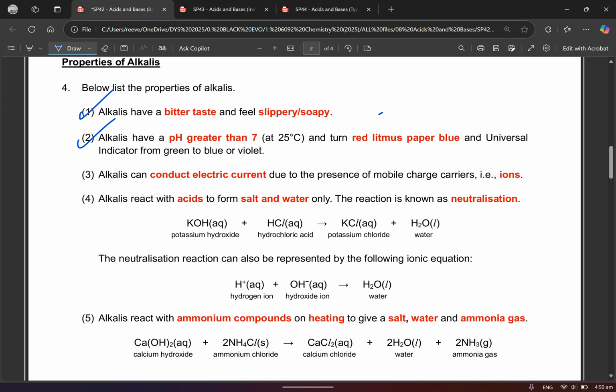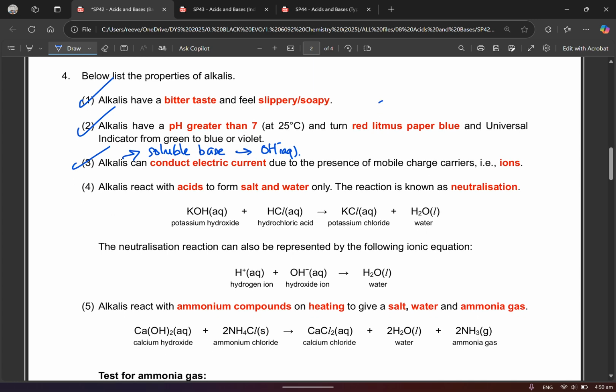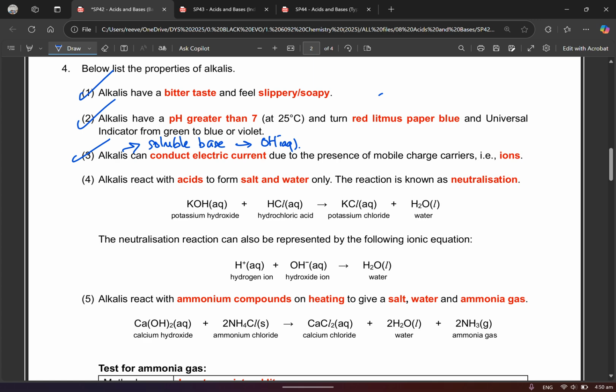Alkalis can conduct electricity. The reason is that there are mobile charge carriers, in other words, there are ions that are mobile. Why? Because alkalis are soluble bases. They can dissolve in water to produce OH minus ions. These ions are aqueous ions, they can move. So by definition, you already know they will produce hydroxide ions that are mobile, and that's why they can conduct electricity.